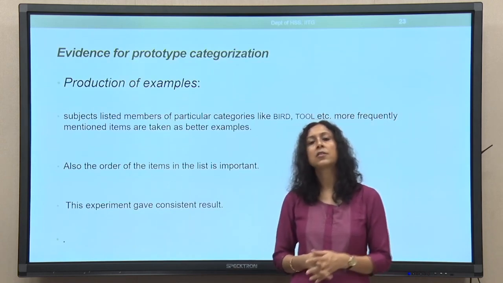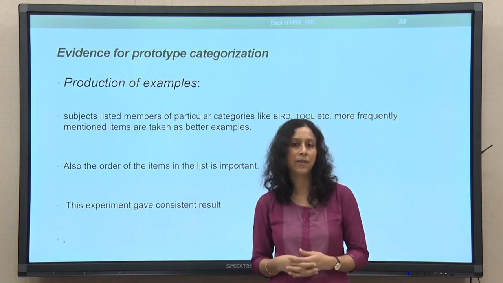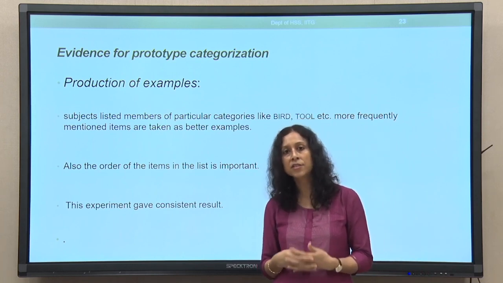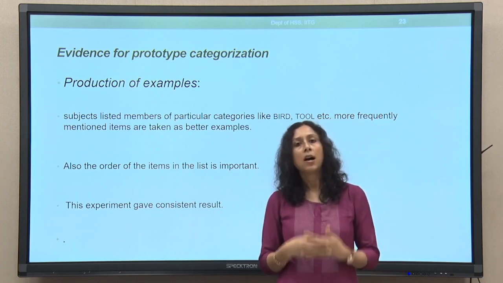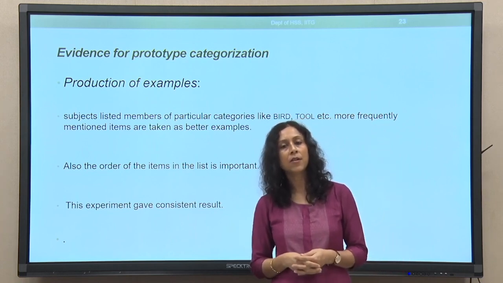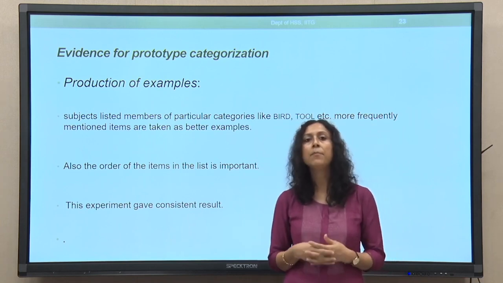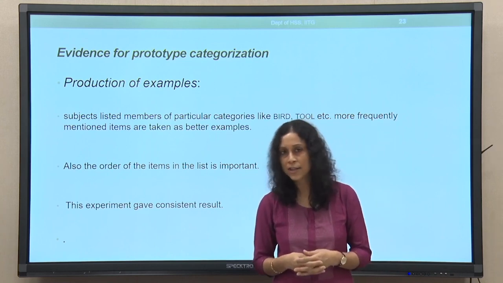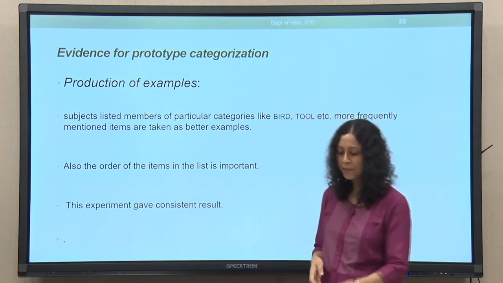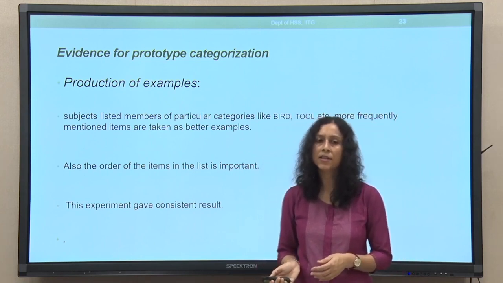Now, Eleanor Rosch, as we said, argued that classical theory was not based on any empirical evidence. There was no empirical data collection happening. It was just based on speculation. But with the beginning of cognitive psychology, with the advent of the cognitive revolution and experimental studies, a lot of empirical data started coming in. So, there were many types of experiments that Rosch carried out.